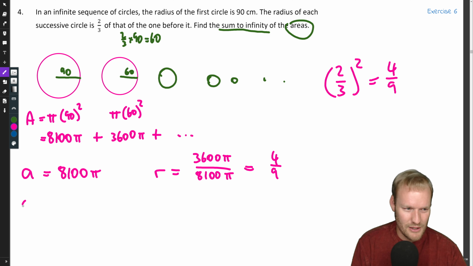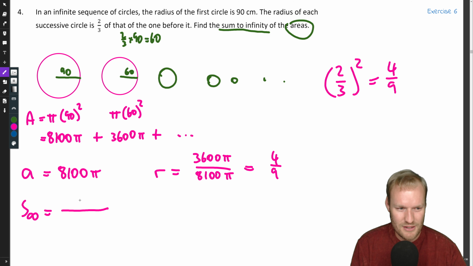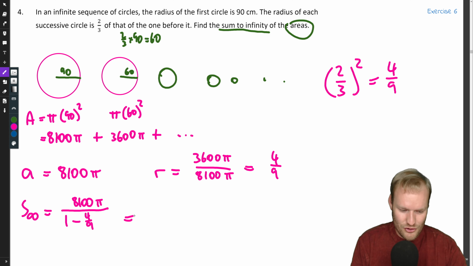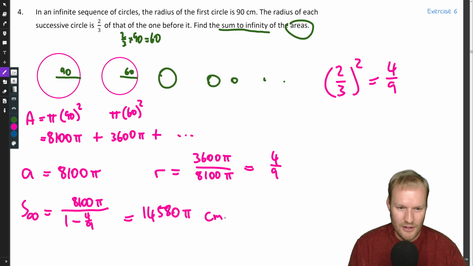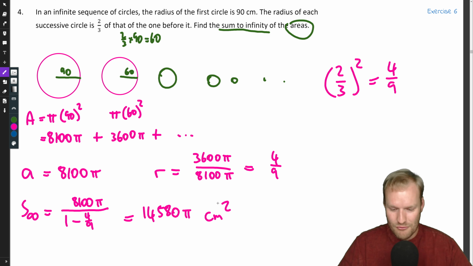But maybe we didn't see that, or maybe we're just going to sub into our formula. The sum to infinity is a over 1 minus r. And we can just plug that into our trusty calculator and we get 14,580 pi. And I think our units were centimeters squared. And there we go. That was the sum of all of those infinitely many circles. See you in the next one.